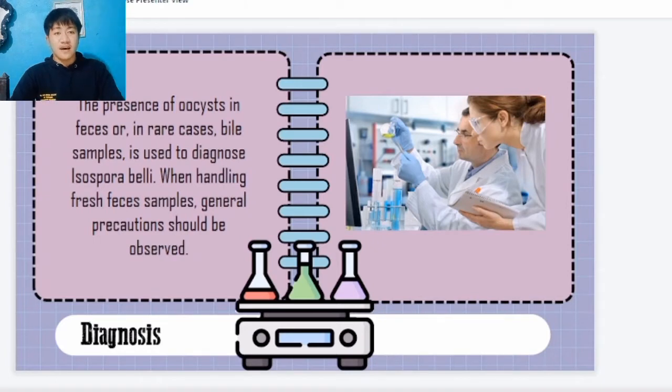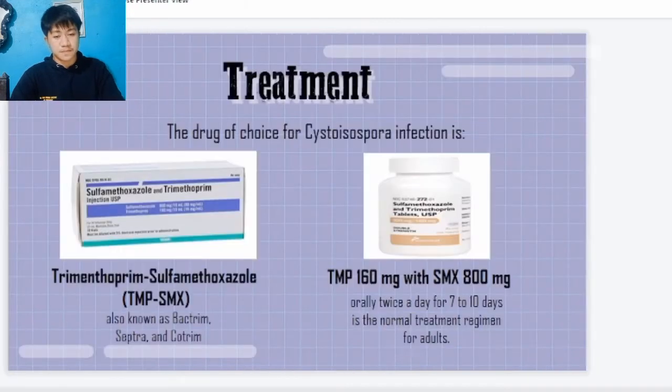Diagnosis: the presence of oocysts in feces or, in rare cases, bile samples is used to diagnose Isospora belli. When handling fresh feces samples, general precautions should be observed. Universal precautions should be followed when handling fresh stool samples. Oocysts can be observed in wet preparations, iodine-stained preparations, or acid-fast-stained smears of concentrated stool specimens.